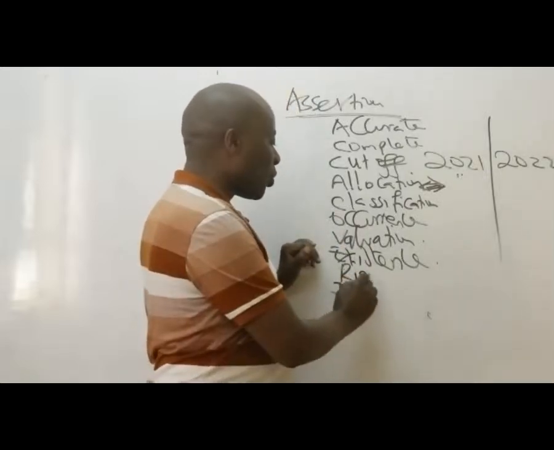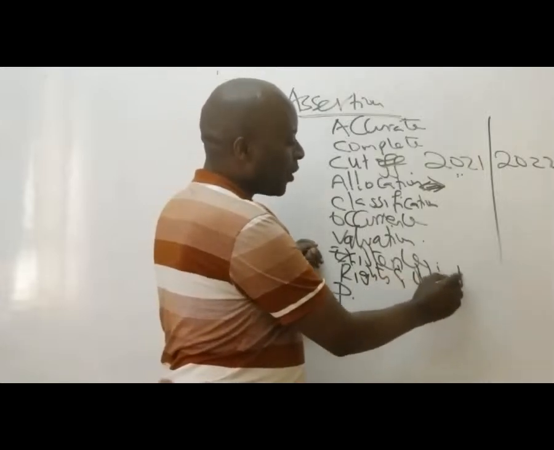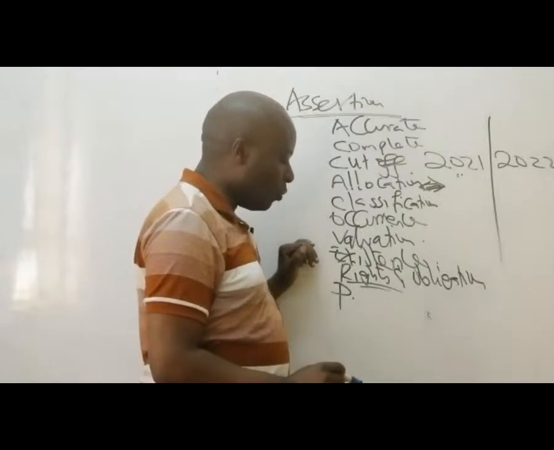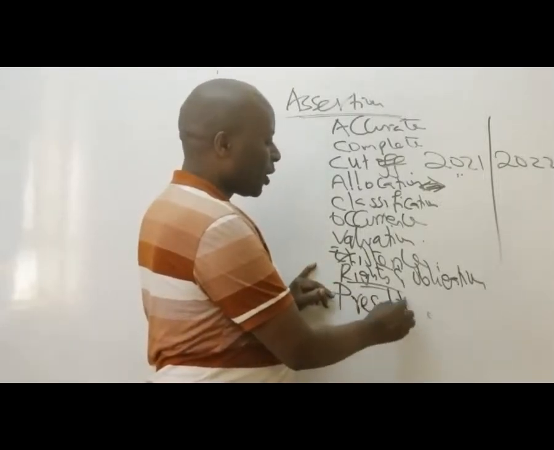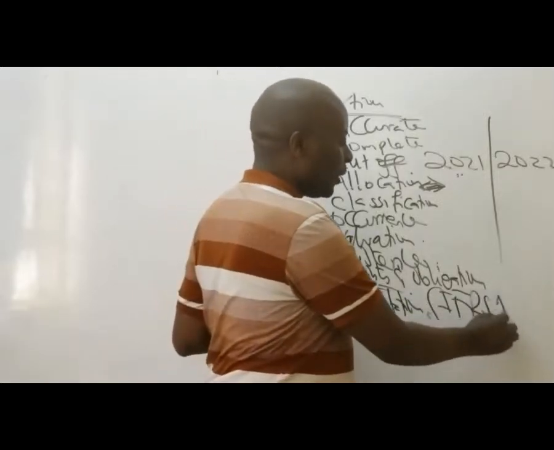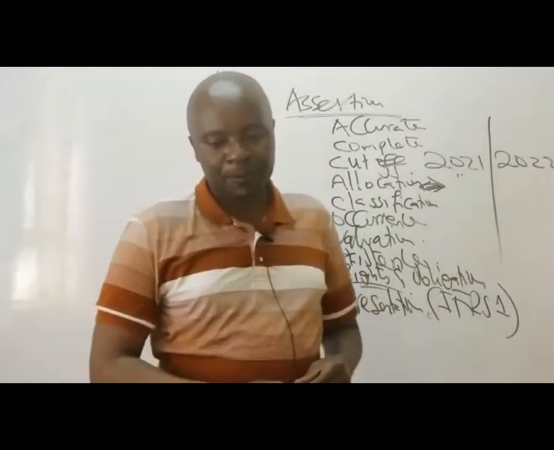Then we have what we call rights and obligations. Like if you have a right to a vehicle, you must be having a logbook, right? You must be having a logbook. Then we have this P, which stands for what here? Presentation. How do we present this? Are we able to present our financial statements as per the dictates of IFRS 1, published accounts?